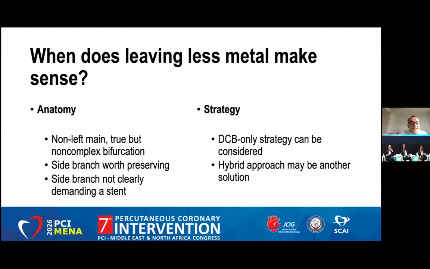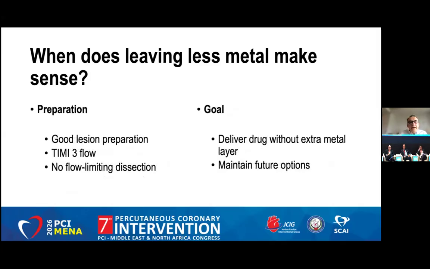Sometimes a side branch is not clearly demanding a stent, but sometimes the side branch needs a stent. In that case, we can still do DCB, but we might also have stent implantation needs. So, as here, we have to do good lesion preparation. We have to have TIMI 3 flow and no flow limiting dissection. And the goal is to deliver drug without an extra metal layer.